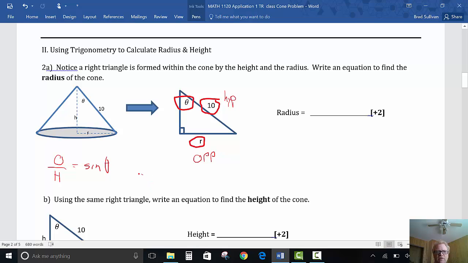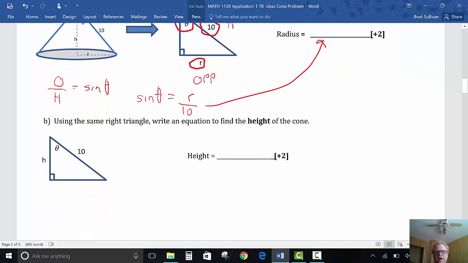So you would end up having this expression. You would have the sine of theta, by definition, is equal to the side opposite, which is given by r, and then the hypotenuse is 10. Now what you want to do is take this expression and solve it for r, and that's going to be the correct answer that you're going to get there. It's very critical that you get that right.